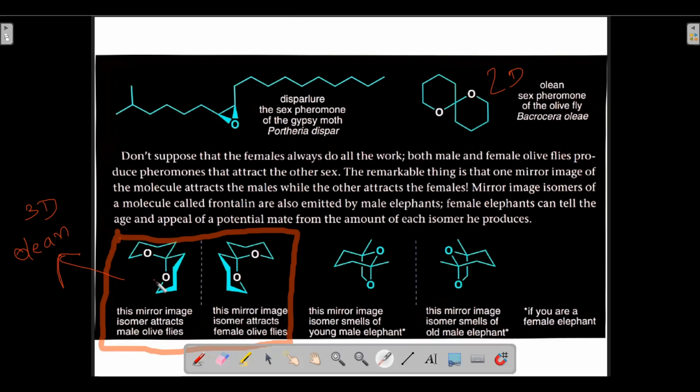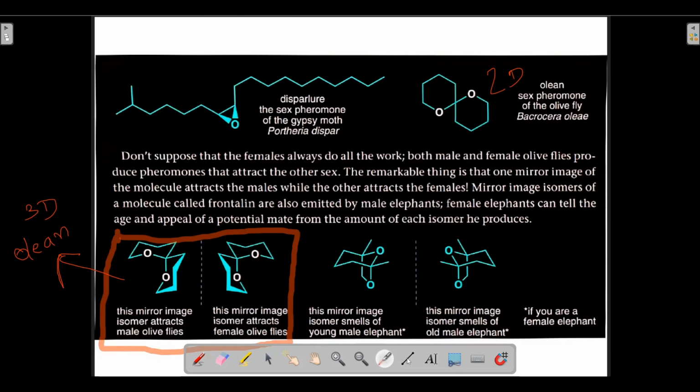It is given out by the female and it attracts the male. And this one is given out by males and it attracts females. This mirror image isomer attracts female olive flies, and this mirror image isomer attracts male olive flies. This is given out by females and attracts males; this is given out by males and attracts females.